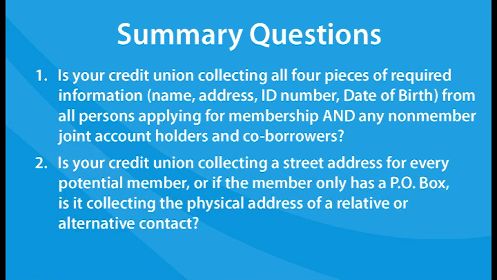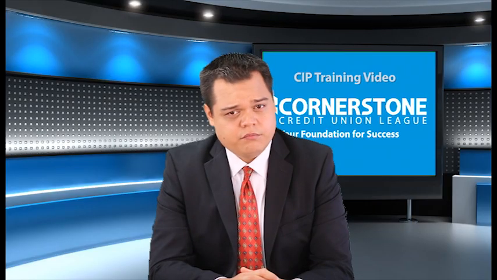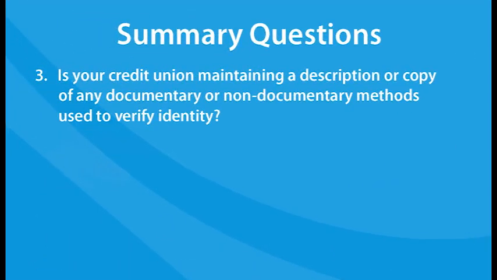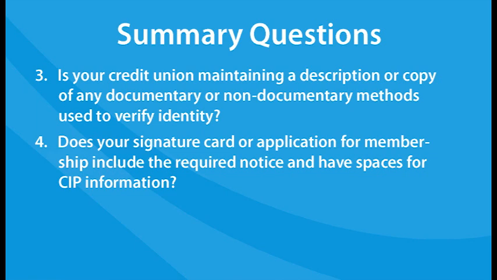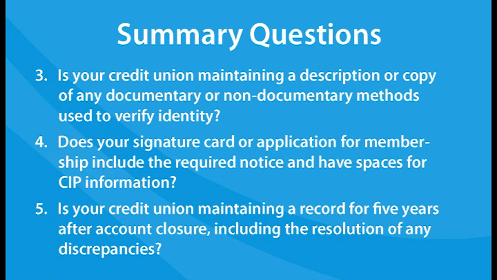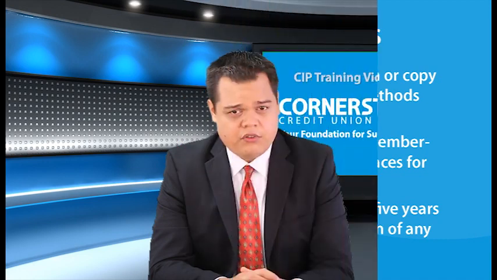2, is your credit union collecting a street address for every potential member, or if the member only has a P.O. box, is it collecting the physical address of a relative or alternative contact? 3, is your credit union maintaining a description or copy of any documentary or non-documentary methods used to verify identity? 4, does your signature card or application for membership include the required notice and have spaces for CIP information? 5, is your credit union maintaining a record for 5 years after account closure, including the resolution of any discrepancies?